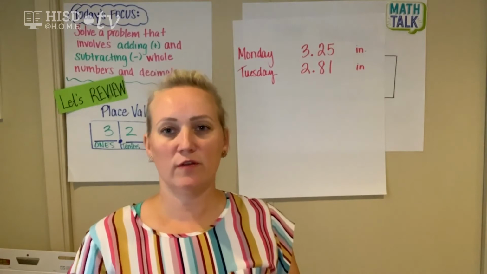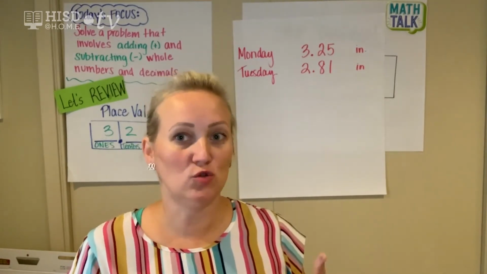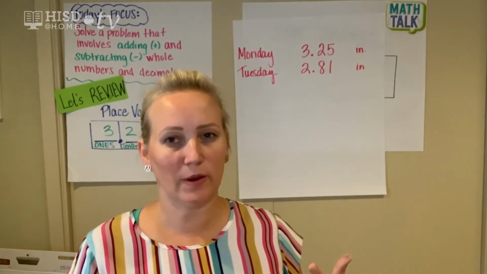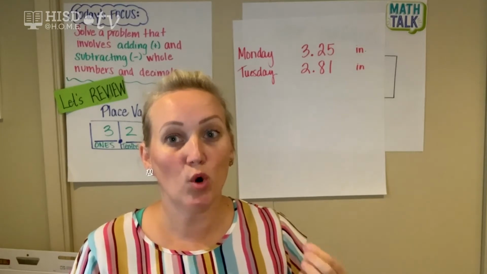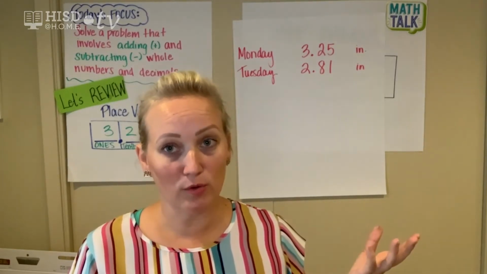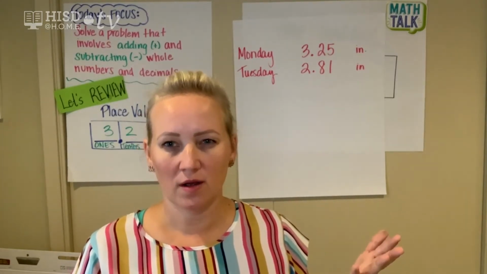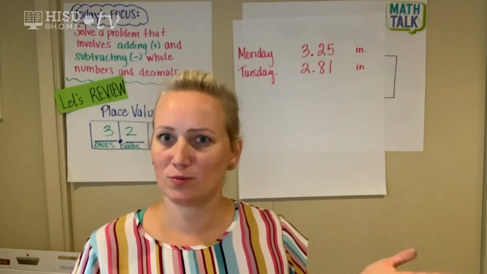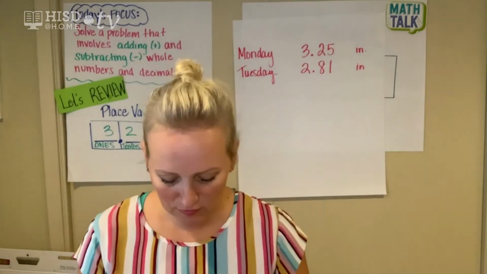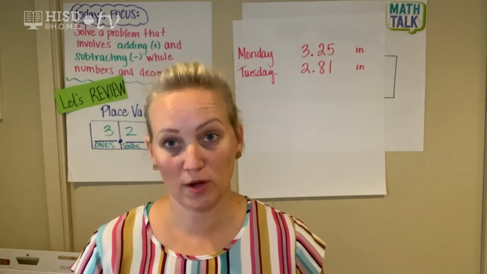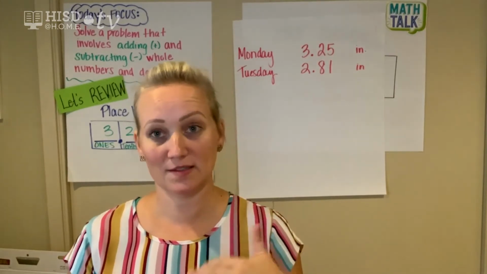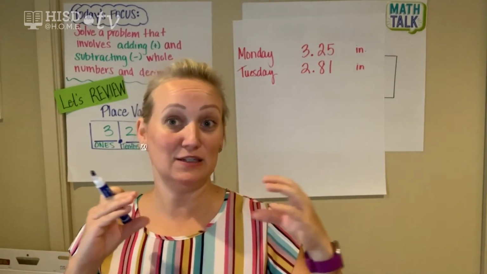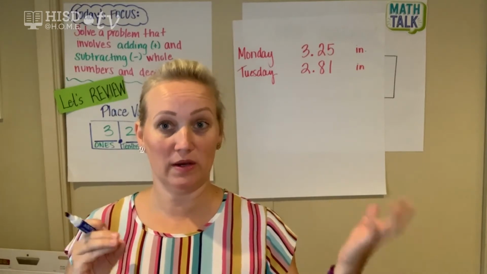But how do we figure out how much more it rained on Monday? So think about that. How much more did it rain on Monday? We know it rained both days, but how much more? So let's think. Yeah, so we would subtract, right, to find the difference. So we're going to take the larger number, and from that number we would subtract the smaller number, and that tells us the difference in the rainfall between Monday and Tuesday.